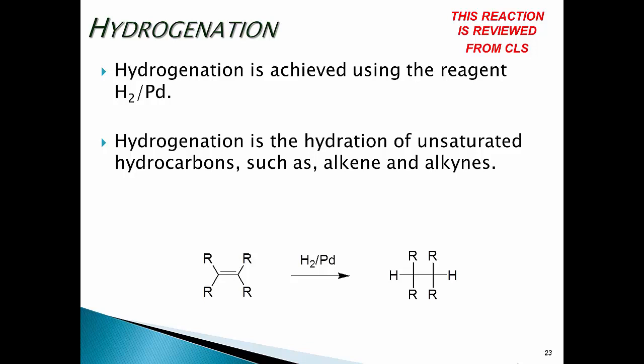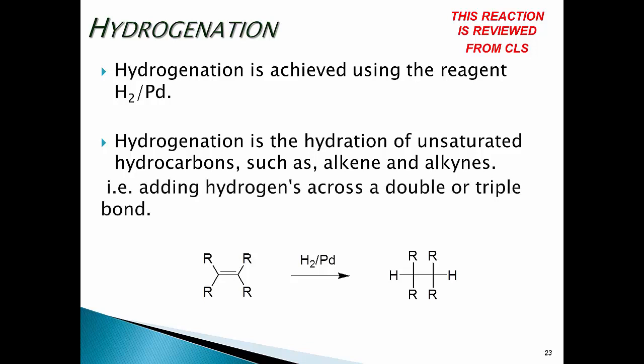Hydrogenation is the hydration of unsaturated hydrocarbons. So remember, unsaturated hydrocarbons are hydrocarbons that don't have a full amount of hydrogens per every carbon. An example of a saturated hydrocarbon is your alkanes. Every carbon has 4 bonds, and they're either a carbon or a hydrogen. Unsaturated means that there are double or triple bonds present in the molecule, so not the maximum amount of hydrogens that it can have.